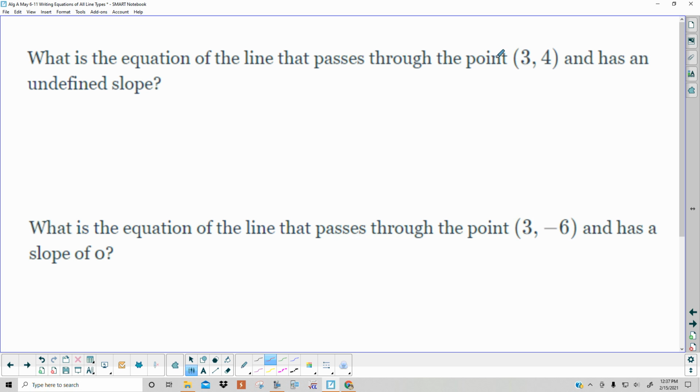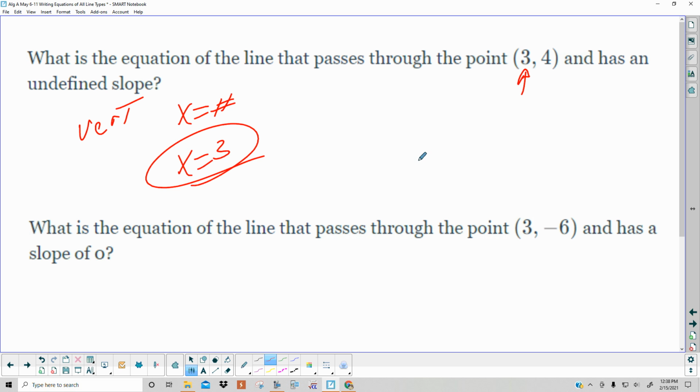What is the equation of the line that passes through the point 3, 4 and has an undefined slope? Undefined again is vertical. A vertical line is x is equal to some number. What's the x value? 3. So x is equal to 3. There you go.